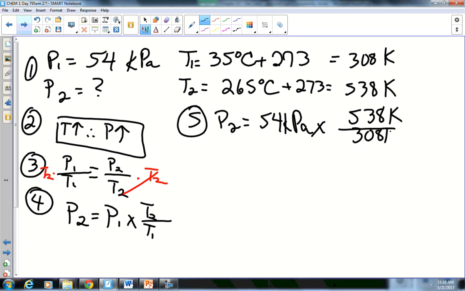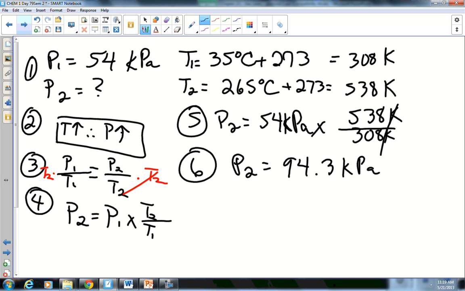Once again, when you're stuck, take a peek at your algebra or take a peek at the rectangle. Put the bigger number where the tip of the arrow is pointing. Put it on top. Because 500 divided by 300 will be some number bigger than 1. It will make 54 go up. So Travis, solving 54 kPa times 538 divided by 308, P2 is equal to what? I agree. 94.3 kPa. Don't forget, cross out those Kelvin.